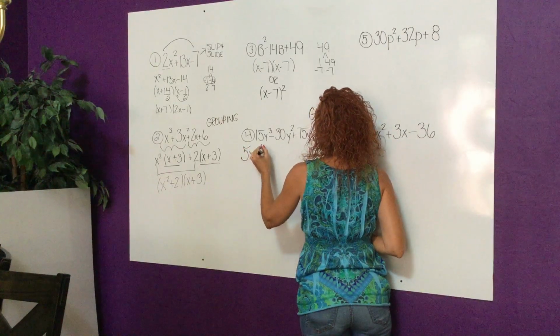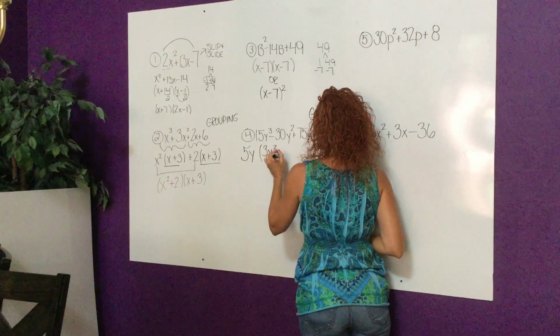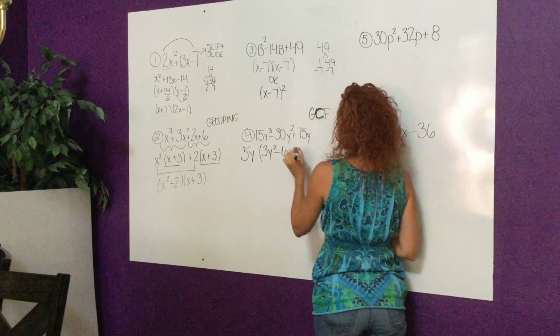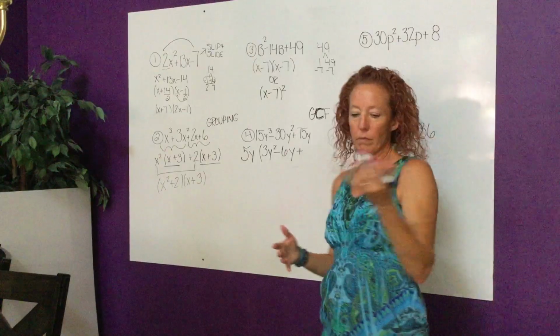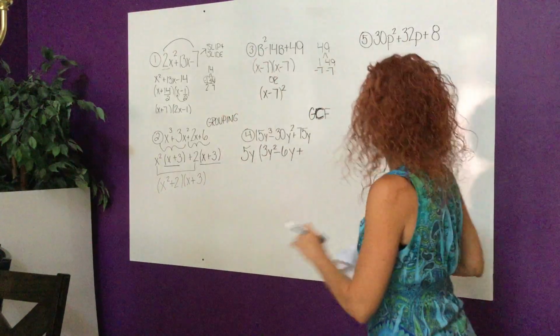We're going to get 3y squared minus 6y plus, oh, here you go. You can see your math teacher make a mistake.